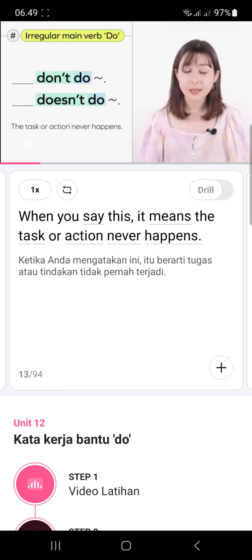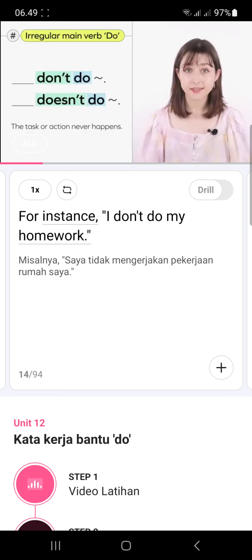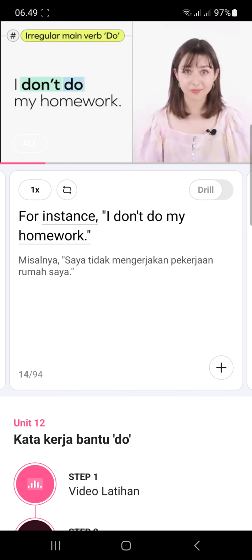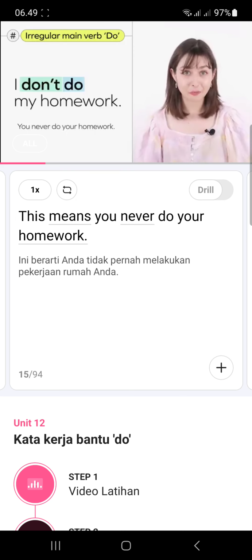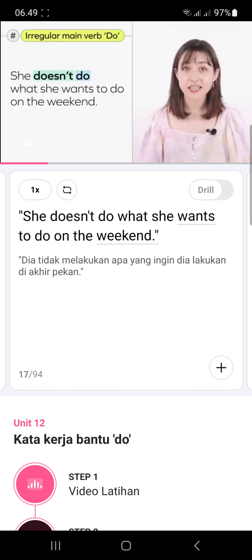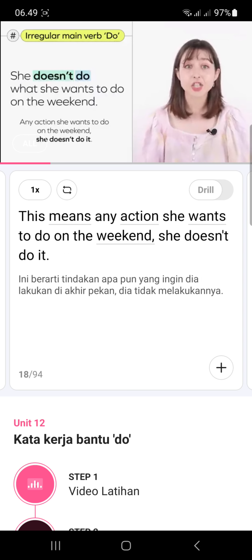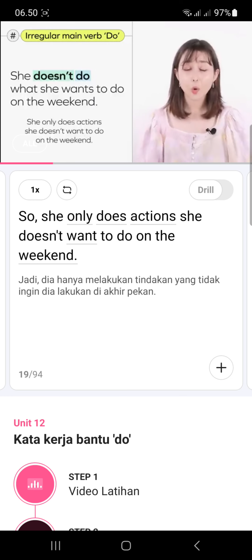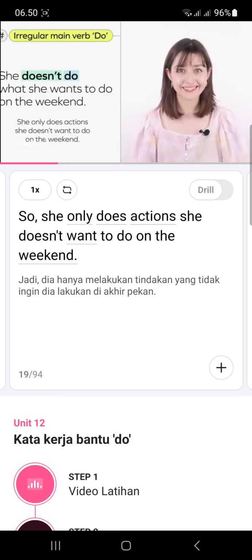When you say this, it means the task or action never happens. For instance, I don't do my homework. This means you never do your homework. Here's an example with general actions. She doesn't do what she wants to do on the weekend. This means any action she wants to do on the weekend, she doesn't do it. So she only does actions she doesn't want to do on the weekend.